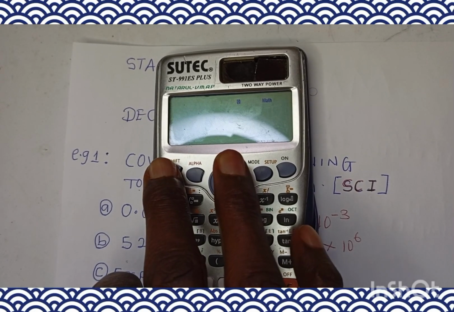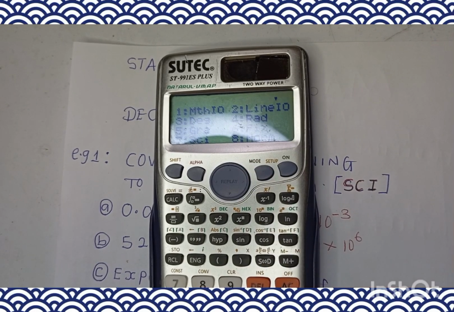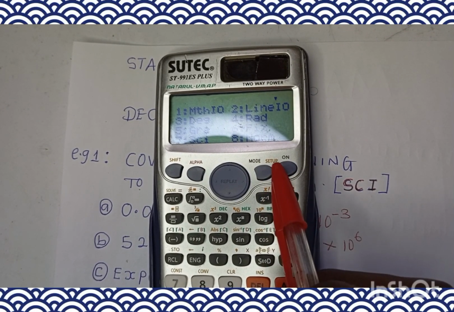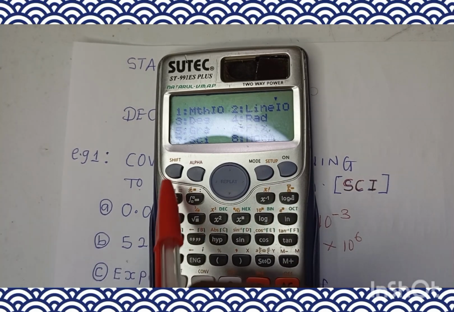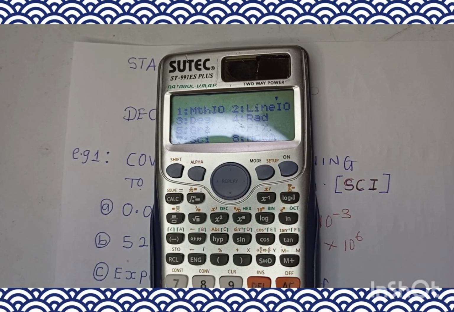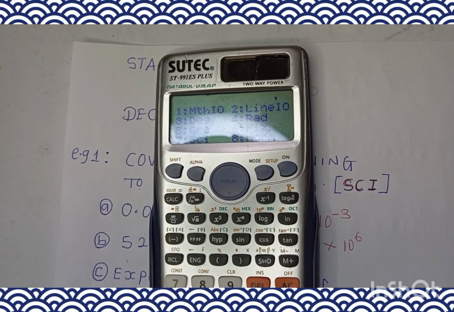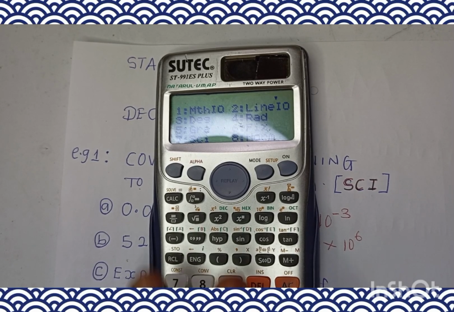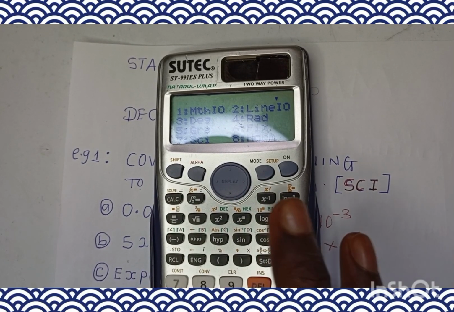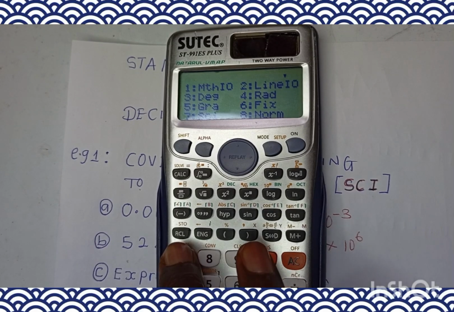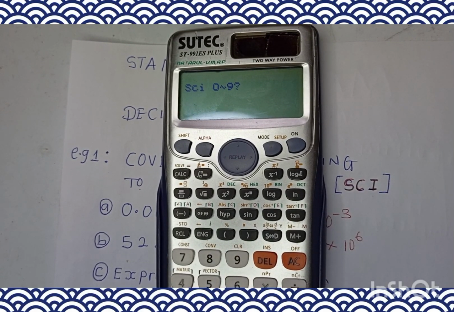Then press shift and mode, you enter setup. As you can see, there is a setup above this button. It of course is a function of shift. So shift and mode will show you that setup menu. Then you watch at number 7, you will see SCI, that is scientific form. Then you hit on number 7, which shows you 0 to 9.